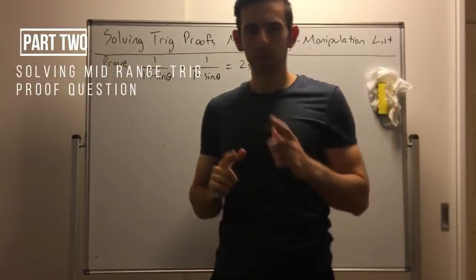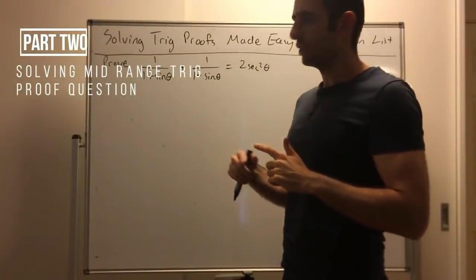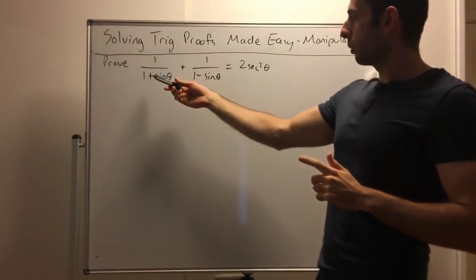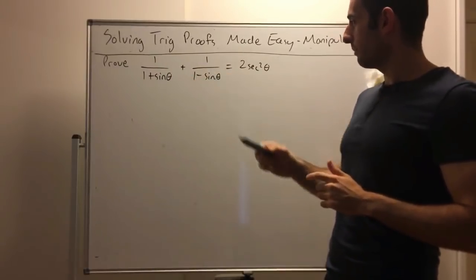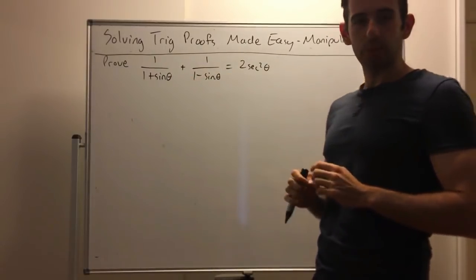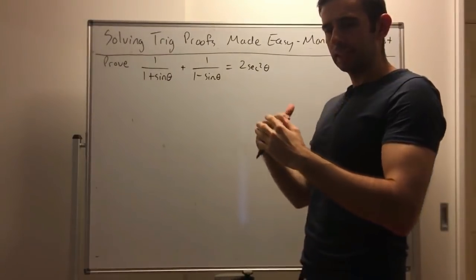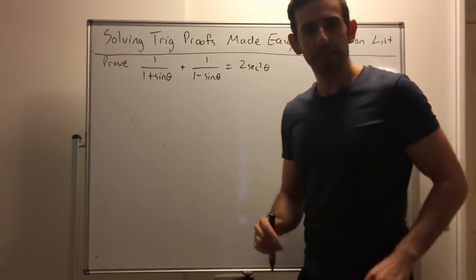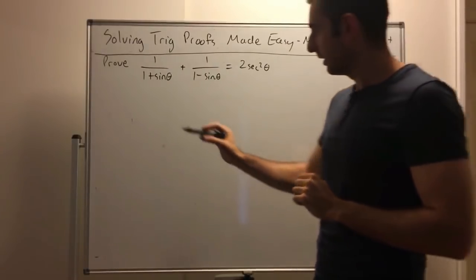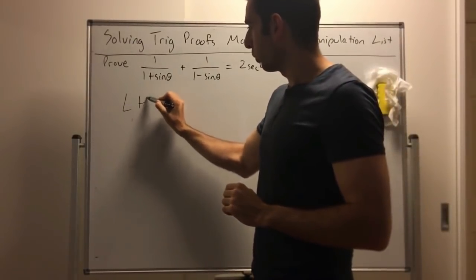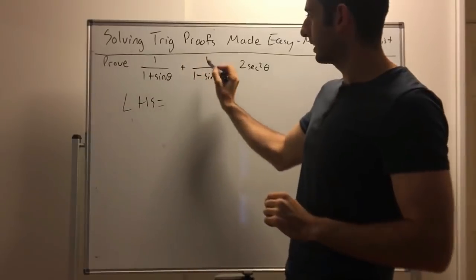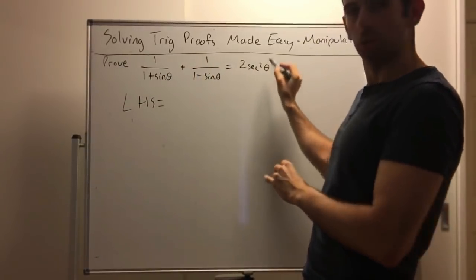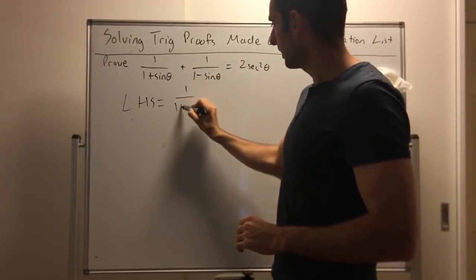Alright, so part 2, let's look at solving a mid-range level question. So we want to prove 1 on 1 plus sine theta plus 1 on 1 minus sine theta equals 2 sec squared theta. So if you're doing, say, year 10, year 11 or a pre-calculus course, this is the kind of question you might see. So what do we do first? Well, we're going to pick the side that has more to work with, or more to manipulate, which is this side. This has way more we can work with than just a single term. So let's write down the left-hand side.